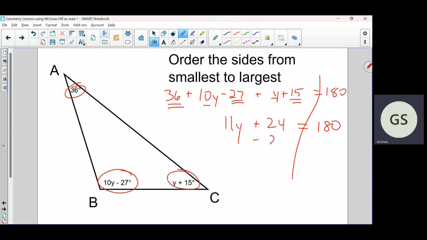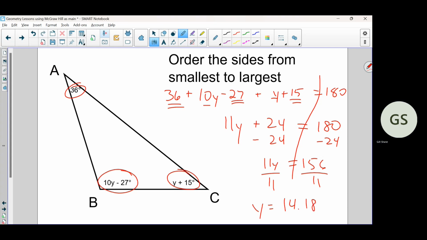Now I want to get rid of the 24 because ultimately the goal is to get y all by itself. I want to get rid of 24. Well, then I do that on both sides. 156, 11y. Last step, divide by 11, divide by 11. You should have gotten y as 14.18. Yeah, we're not done. So that's the solving for y part.